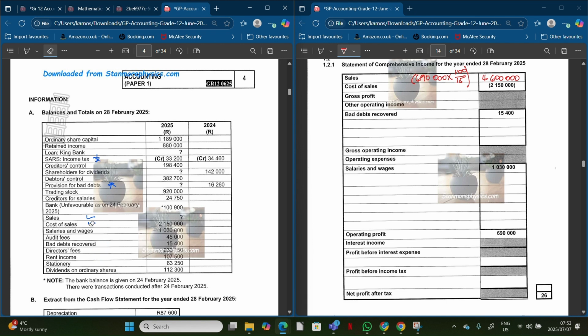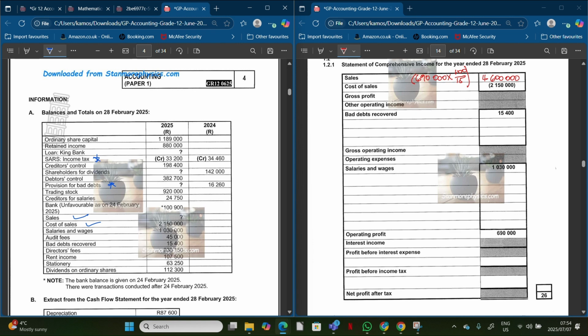So we're going to look at them one by one and see what we can get out of them. We're already done with the sales. Sales is done. Cost of sales is already given for us, right? So now let's look at the ones that are incomes right here. Salaries and wages, we know it's an expense. Audit fees is an expense.